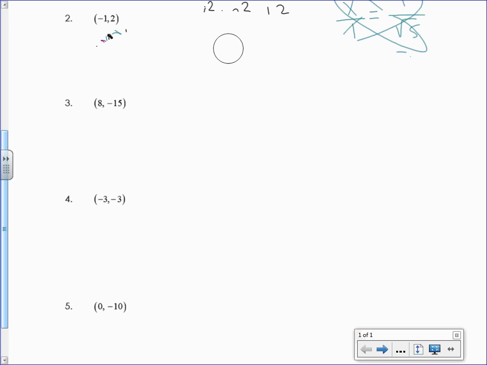So now let's do number 3. It might help to do a little rough sketch. I'm at positive 8, negative 15, so I'm somewhere down here. Remember, your unit circle is right here, so I'm looking for this point right here.